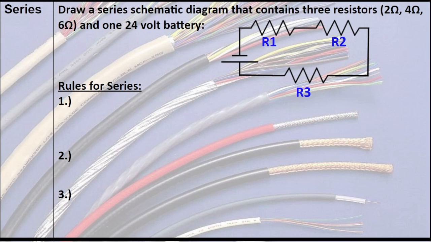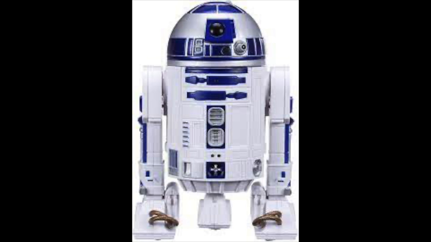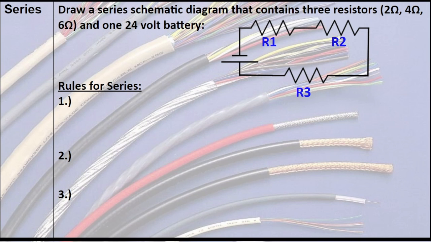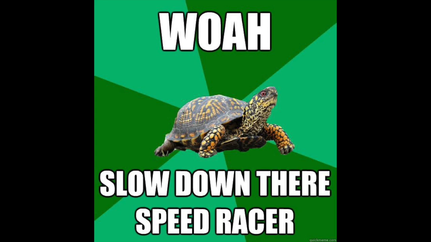Our example here says draw a series schematic diagram that contains 3 resistors, 2 ohms, 4 ohms, 6 ohms, and one 24-volt battery. So up above, we have our circuit. We have R3, R2, and R1. And let's just say that R1 is 2 ohms, R2 is 4 ohms, and R3 is 6 ohms. So let's talk about a few rules, though, before we dive into this.